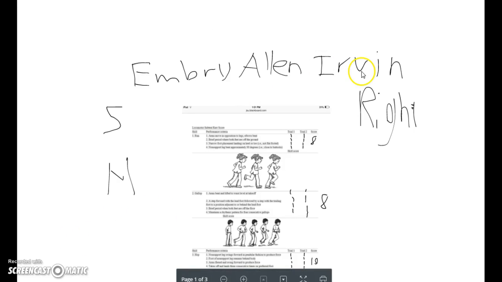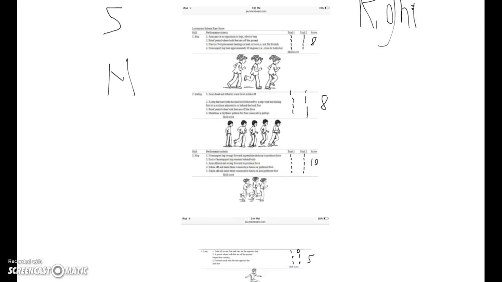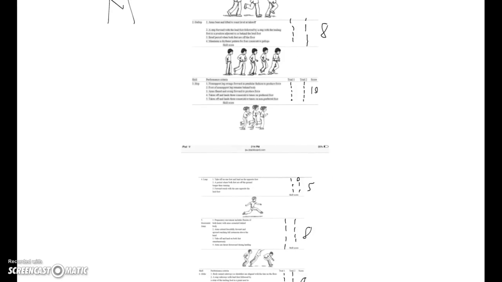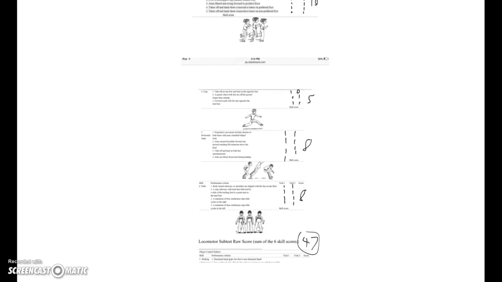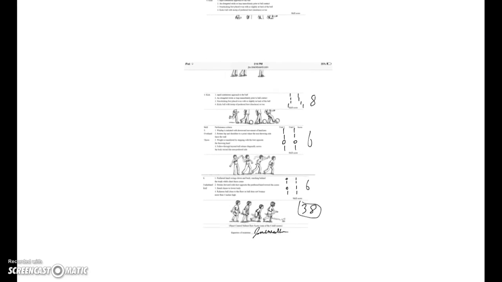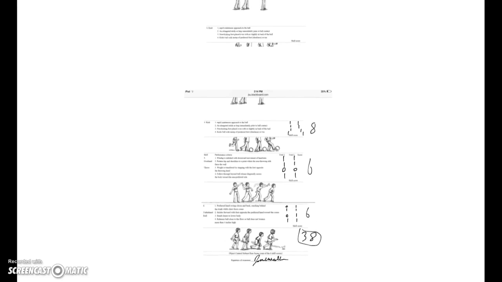Now, for the other student, this is our kindergartner. As you can see, his name was Embry Allen Irvin. He was 5 years old, right-handed, right-footed. He was also a male. As you can see, on his first 3 tests, he scored perfect scores. His fourth test, he hiccuped a little bit and had just 1 point short of a perfect score, and then he finished strong with a perfect score on his last 2, for a total of 47. In his manipulative skills, he didn't do as well, came up with a total score of 38.